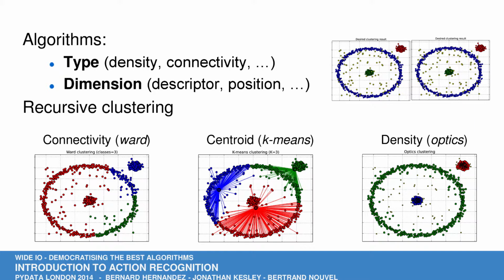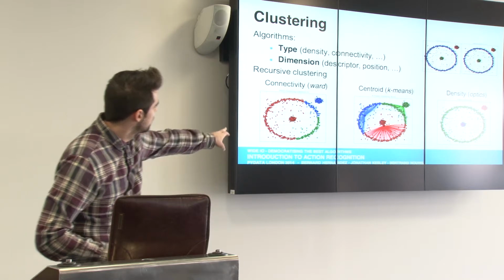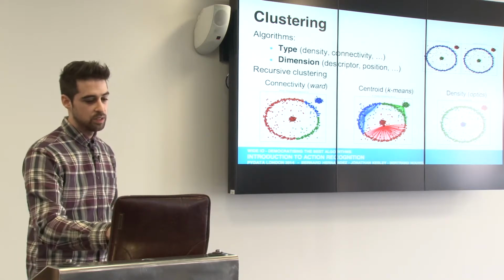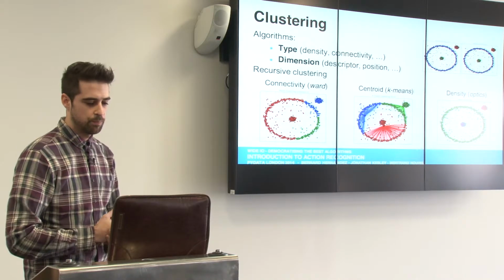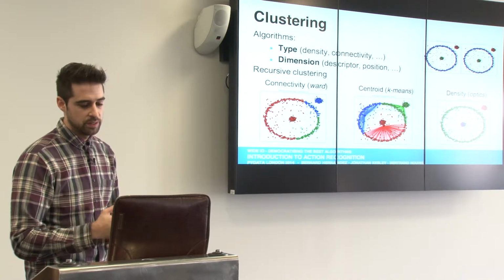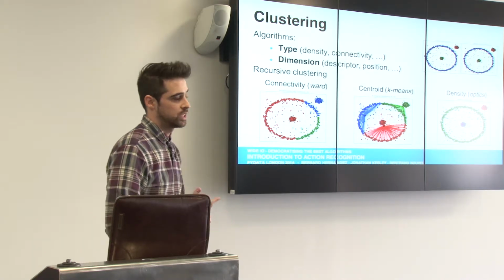Well, there are many, many algorithms. We can use connectivity-based clustering, as in the left example. K-means, that is the one that is implemented in OpenCV, in the bag-of-words technique, I mean. That is centroid-based, and density-based, that in this example is the best one. But this depends on the properties of your data set.